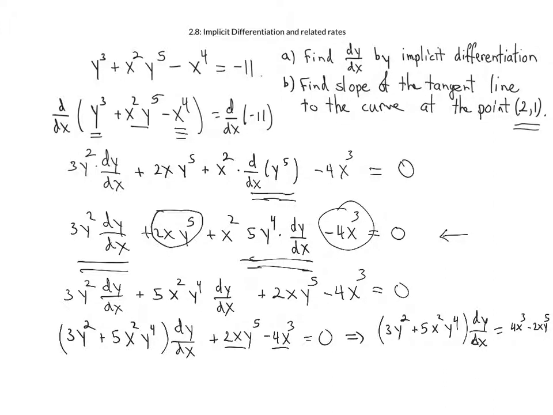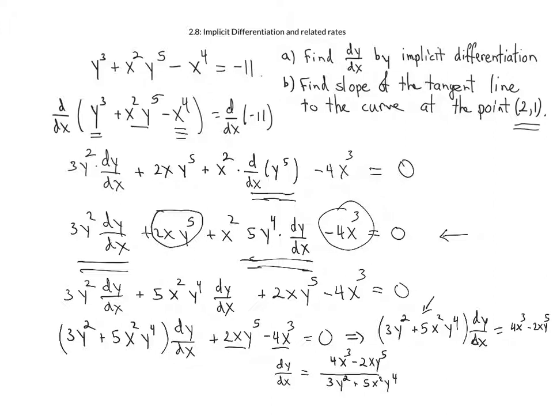So I just rewrote the first two terms, 3y squared plus 5x squared y to the fourth, all times dy by dx equals, and then I move these two terms, 2xy to the fifth and negative 4x cubed, to the other side, and I get a 4x cubed minus 2xy to the fifth. And now the only thing left to do in order to solve for dy by dx is to divide by this term right here, which yields this expression for dy by dx.